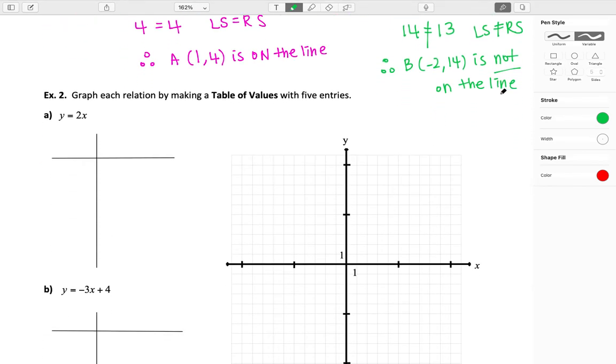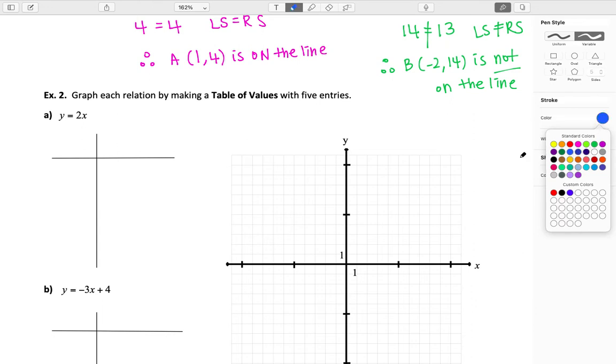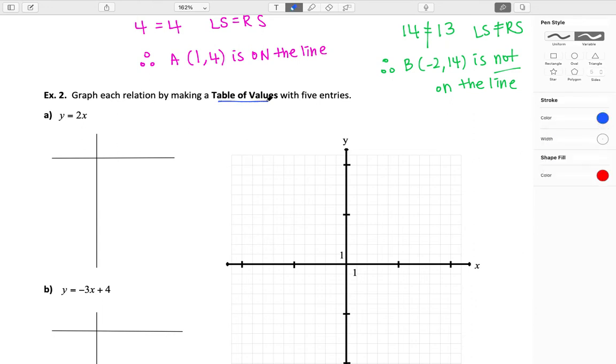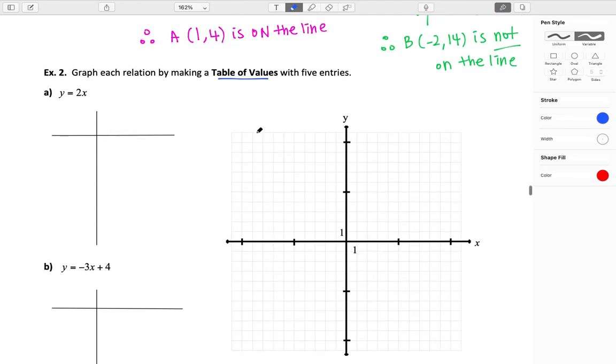Now this time we will be looking at table of values. We are going to graph each relation by making a table of values with 5 entries. So you need to have a minimum of 3 to 5 points. Let's take a look at example 2a. We are given y is equal to 2x. The first column is always x, and the second column is y.